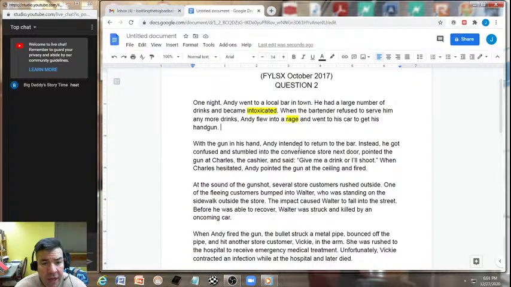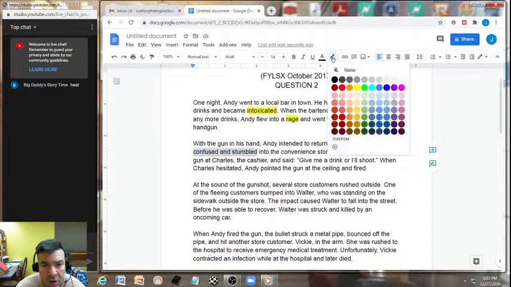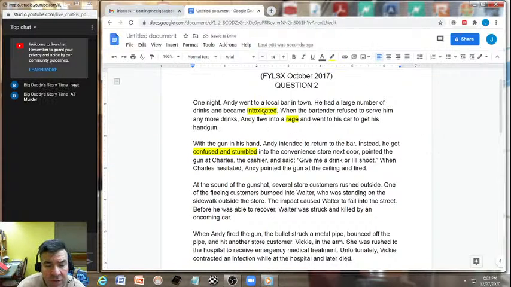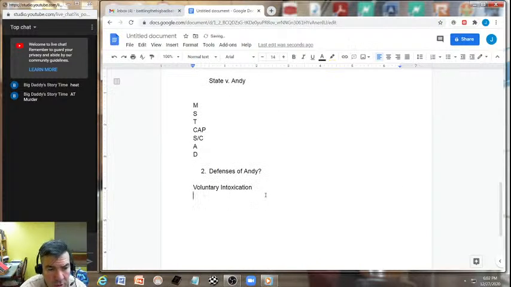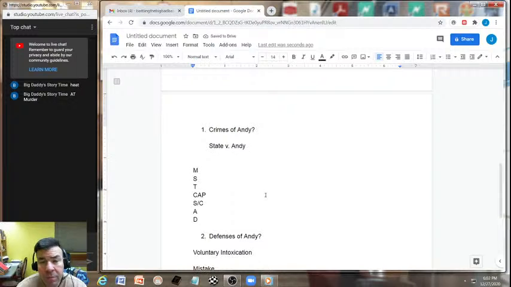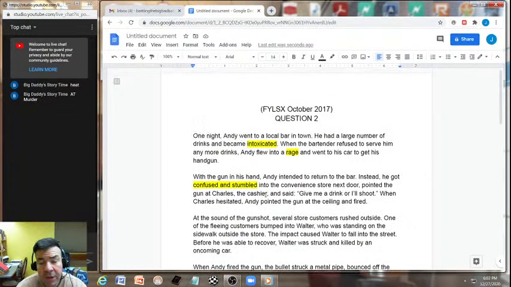Now, with a gun in his hand, Andy intended to return to the bar. Instead, he got confused and stumbled into the convenience store next door, pointed the gun at Charles, the cashier, and said, "Give me a drink or I'll shoot." When Charles hesitated, Andy pointed the gun at the ceiling and fired. So first of all, we have a possible argument here that he intended to return to the bar. Instead, though, he got confused and stumbled. So confused and stumbled could indicate an additional aspect of his voluntary intoxication. And then maybe he might also argue mistake. It's a small argument, but it's still an argument that could be made in terms of Andy's defenses.